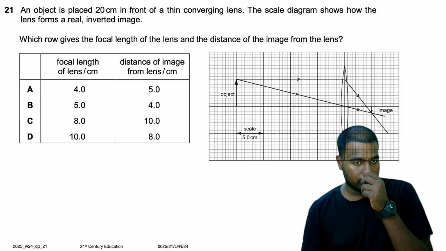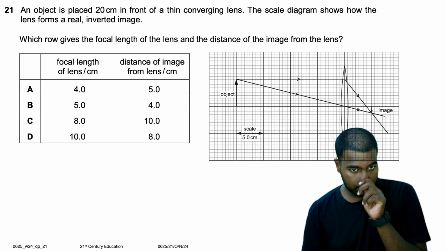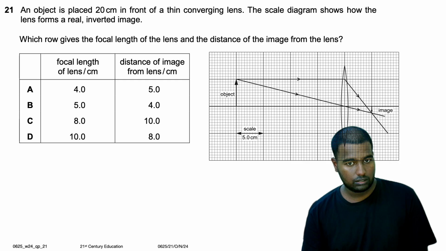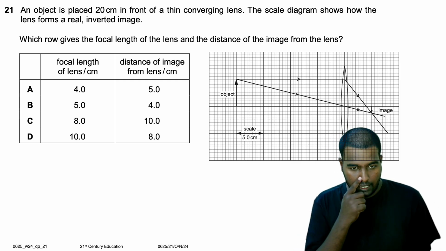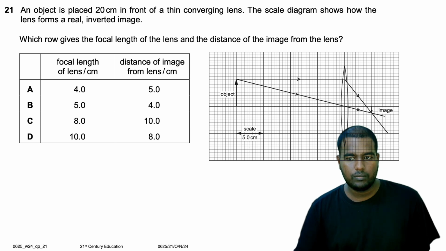An object is placed 20 cm in front of a thin converging lens. The scale diagram shows how the lens forms a real inverted image. Which row gives the focal length of the lens and the distance of the image from the lens? Now the scale is 10 lines are 5 cm, so 2 lines is 1 cm.